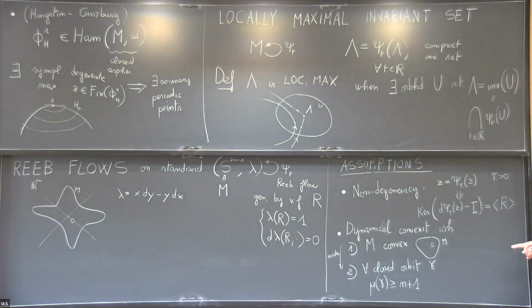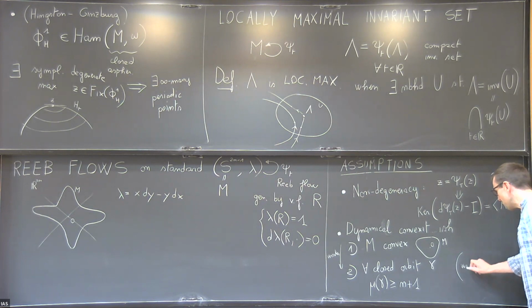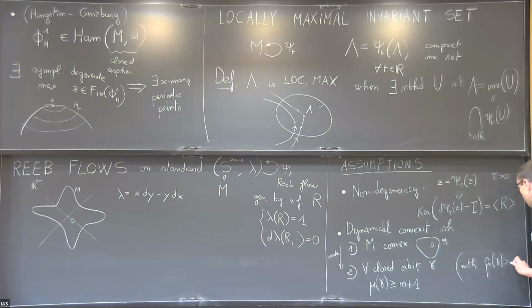Actually, I will not need all this. If I really want to write down the minimal assumptions I need, it would be enough to require this dynamical convexity only for the orbits with average index positive. For those of you who are familiar with the average index, probably most of you. And if you're not, just forget about it. Think of a convex sphere anyway.